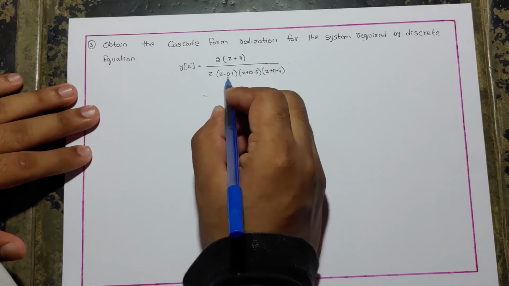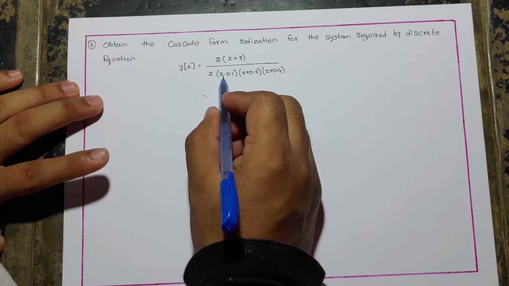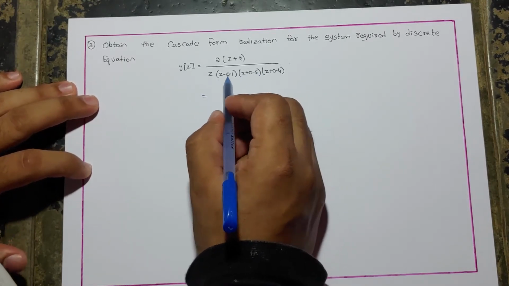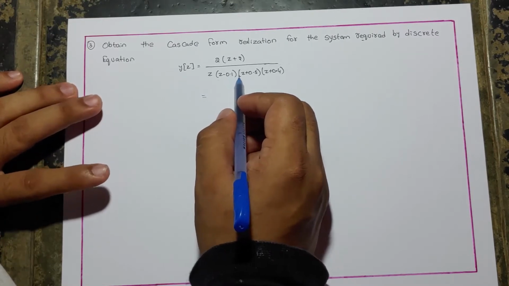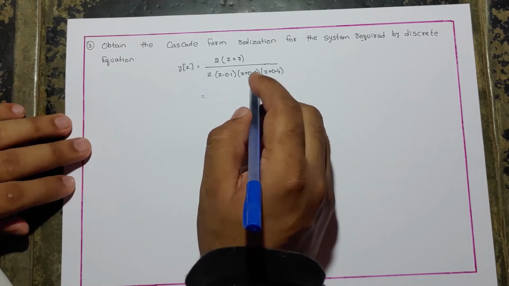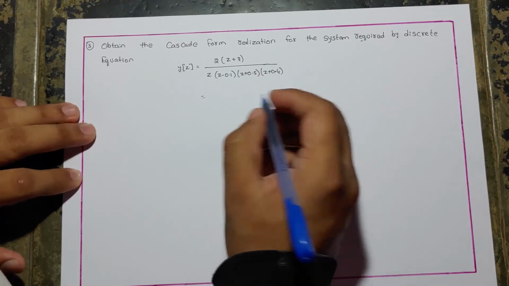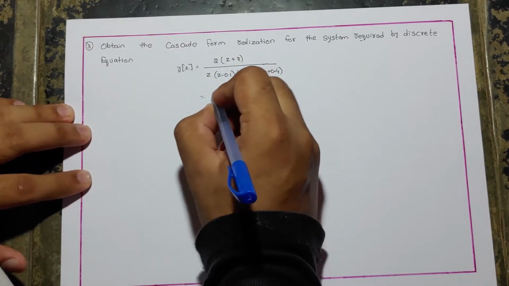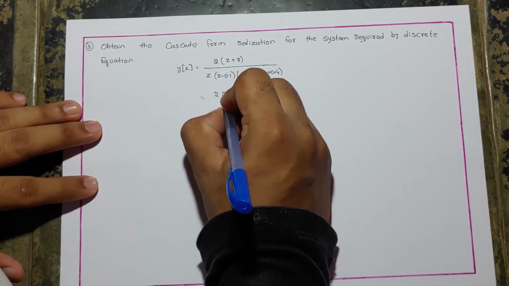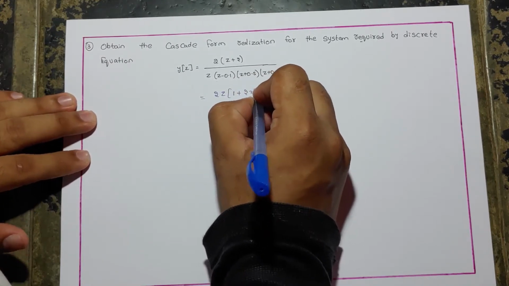For the cascade form, we have to think somewhat logically. We have to take the terms of z outside as common, so that this will be in the form of z power minus 1, z power minus 2 and z power minus 3, so that we can solve them using the H1(z) and H2(z) format. Here in the numerator we take z as common, and we end up with 1 plus 2 times z power minus 1.